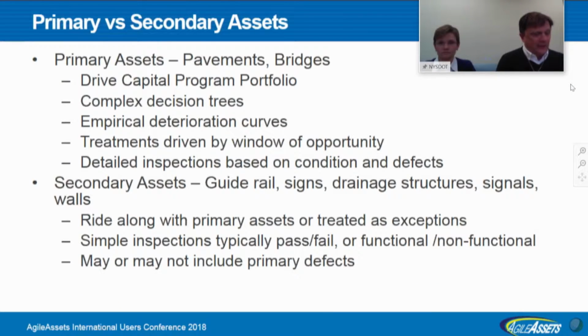So primary versus secondary assets. We spent a lot of time focused on primary assets. You see that we already have our bridge management and our pavement management modules in place. What are primary assets? For us, primary assets are pavements and bridges, and trade-off analysis that may also include safety and mobility, maybe some other things. Those are the assets that really drive your capital program portfolio. We are balancing, how much money should we spend on bridges, how much should we spend on pavements.